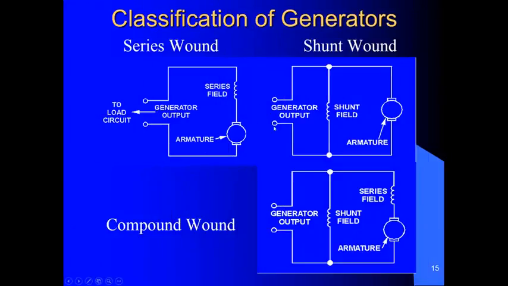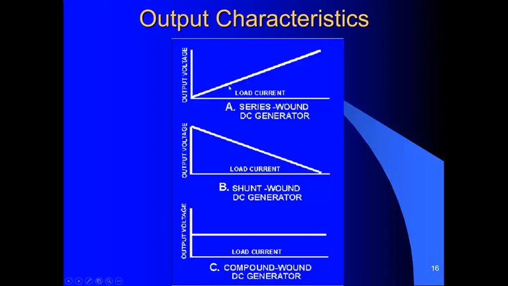Then we talked about our classifications of our generators, series versus shunt, and then also compound wound. The three basic types. Again, there's some advantages and drawbacks to each type. One of them we'll look at on the next slide with output characteristics. And again, the book will talk about some advantages and disadvantages.